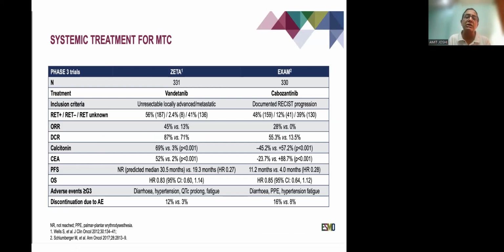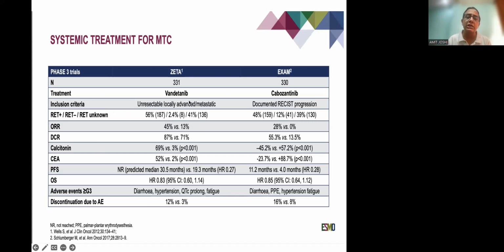Now the question again comes: between vandetanib, which is the ZETA trial, and cabozantinib, which was studied in the EXAM trial, whether vandetanib is better in metastatic medullary thyroid cancer or cabozantinib. So we again study the cross-trial comparison and see the pros and cons of each trial, and then try to conclude which one is better in a day-to-day setting.